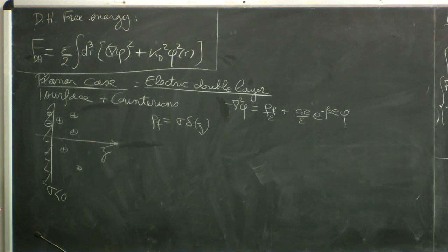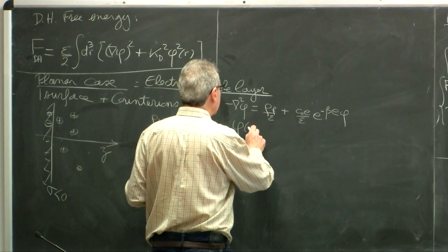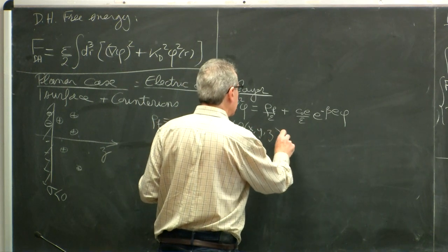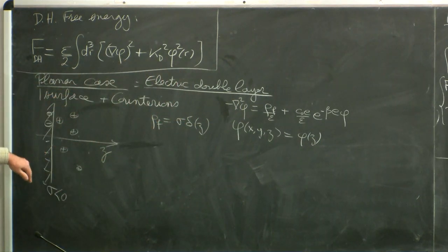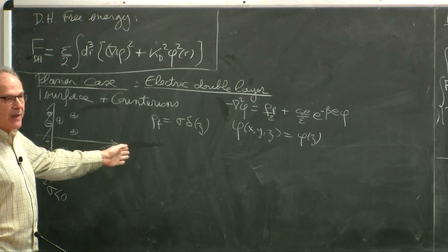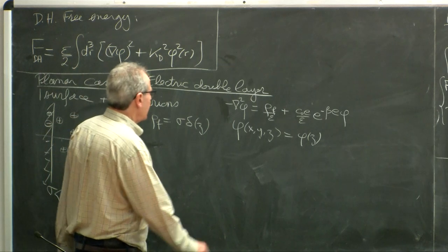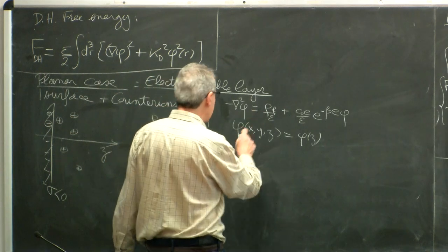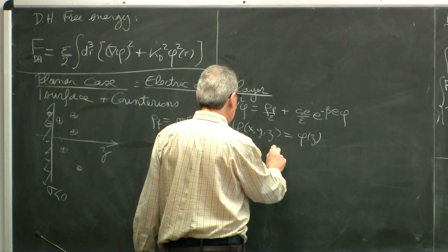Either on one side or the other. Okay, so when you have an equation like this with this kind of symmetry, of course, phi will depend only on z. Phi of x, y, z is a function of z only, because I assume that the wall is infinite, so there is translation invariance along the xy axis. So the electrostatic potential depends only on the distance. And because of this, the equation is minus phi second of z equals sigma.